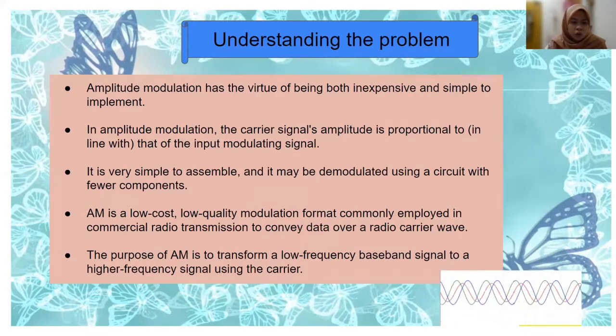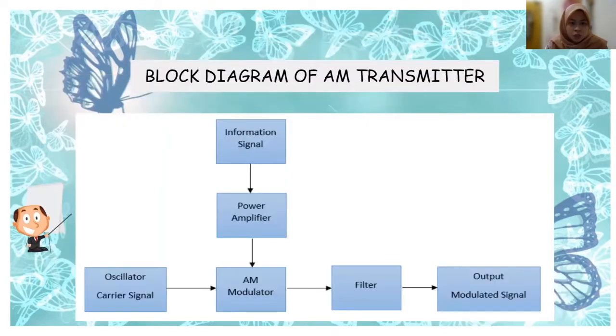AM is a low cost, low quality modulation which is employed in commercial retransmission, which conveys data over a radio carrier wave. The purpose of AM modulation is to transform a low frequency to a higher frequency signal using the carrier. This slide is the block diagram of the AM transmitter. As we can see, it has the information signal, power amplifier, oscillator, AM modulator, filter, and the output modulated signal.